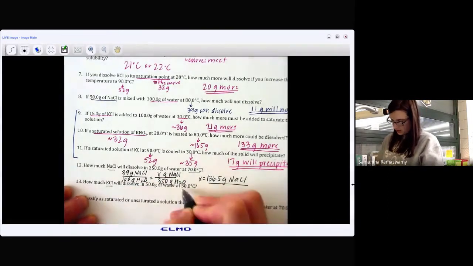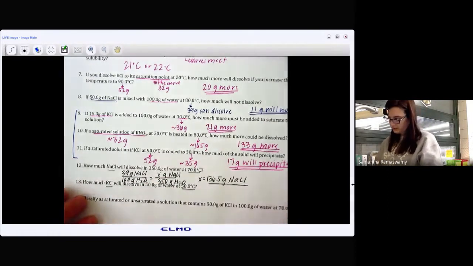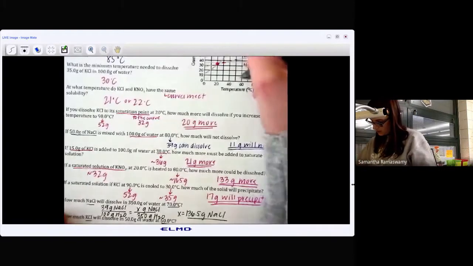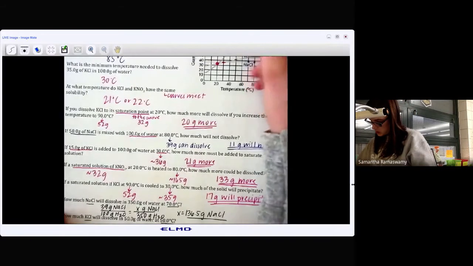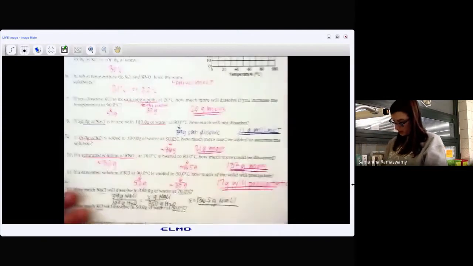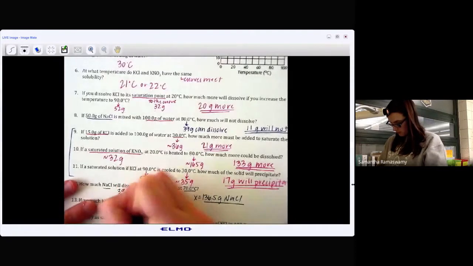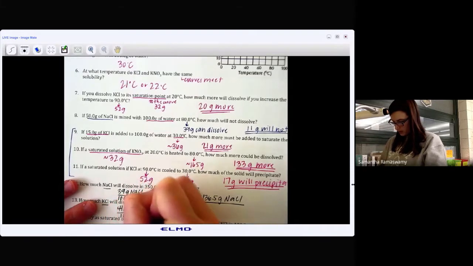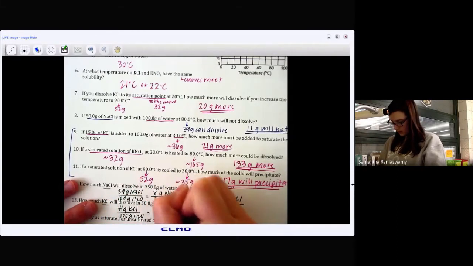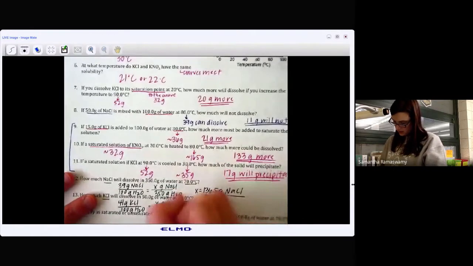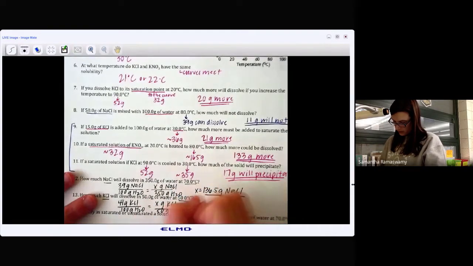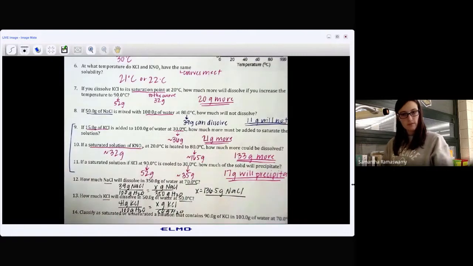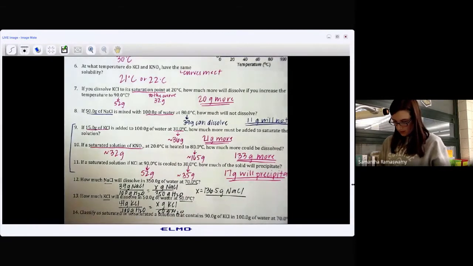So KCl at 50 degrees Celsius. So let's look at the curve. So 50 degrees to KCl, let's say 41 grams of KCl in 100 grams of H2O. I want to know how many grams of KCl will dissolve in 50 grams of H2O. And then again, we can go through 41 times 50 divided by 100.